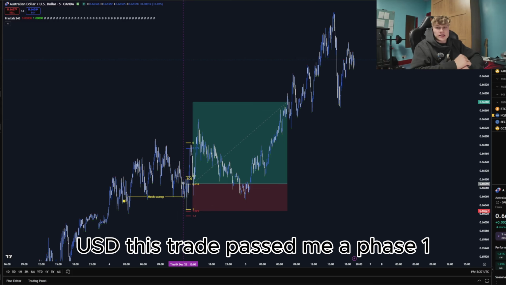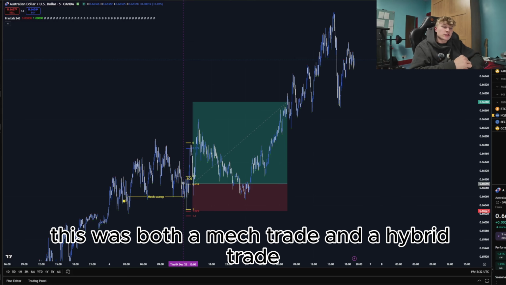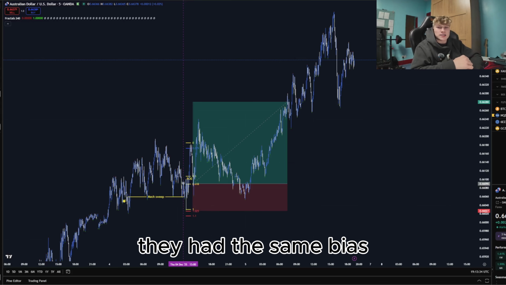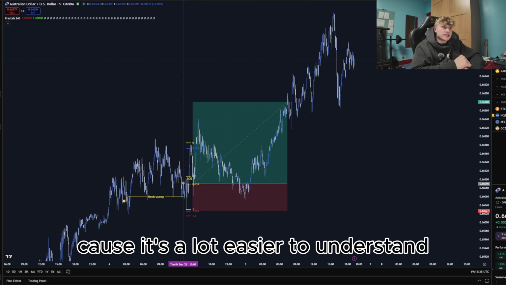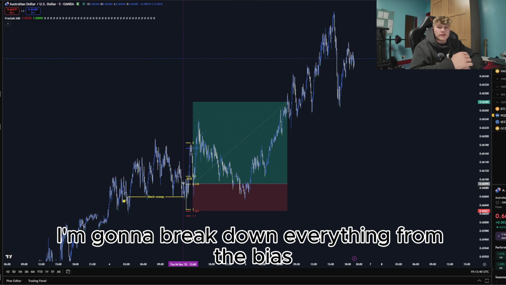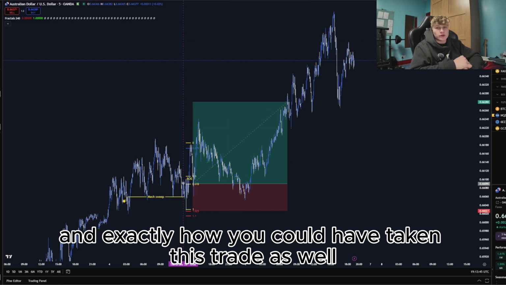This trade passed me a phase 1 10k and made me 5% across quite a few different accounts. This was both a Mech trade and a hybrid trade. They had the same bias, both of them were bullish for this trade, but we're going to go through the Mech bias for this one because it's a lot easier to understand. And we're going to break down everything from the bias to the entry to the rules that we followed taking this trade and exactly how you could have taken this trade as well.